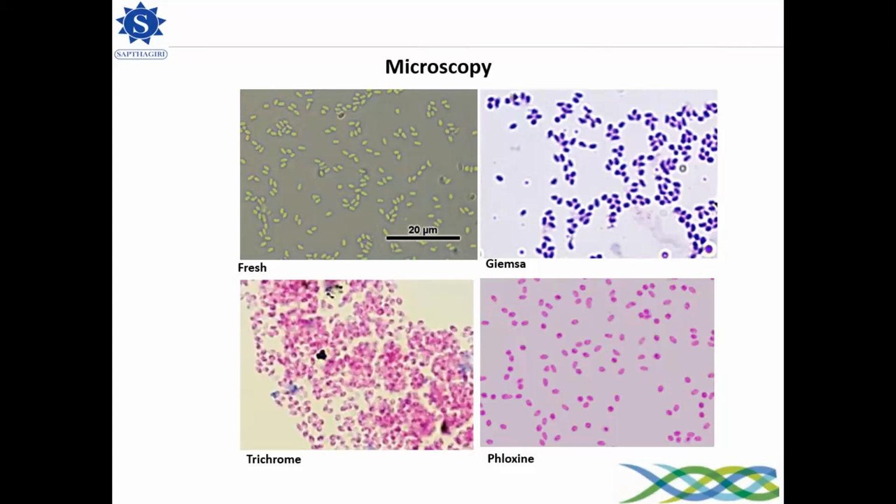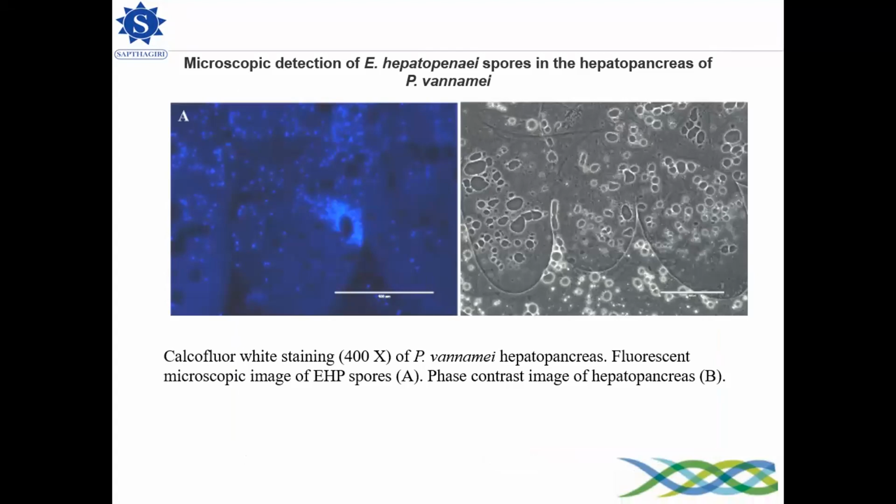So this is one specialized staining technique. It's a fluorescent microscopic technique. The stain used is Calcofluor white. You can see the blue star-like spores in the HP tubules. These are the tubules. You can see the magnitude of EHP infection in the hepatopancreas.